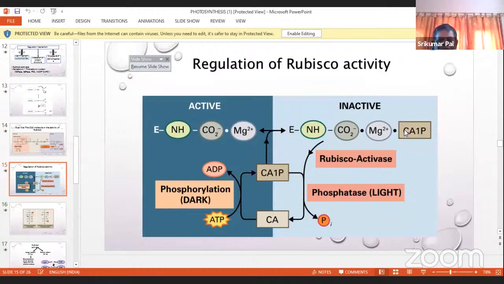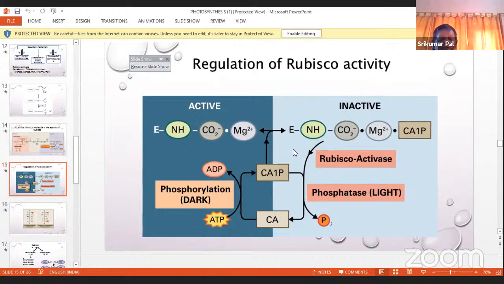Okay. So this Rubisco activase removes this CA1P, and in the light, this phosphatase removes this phosphate group, which gives the CA. Then this CA in the dark, by phosphorylation at the expense of ATP, is converted into CA1P. So that's why, in the light, the activation of Rubisco involves the Rubisco activase and light-dependent degradation of this sugar carboxyarabinitol 1-phosphate to CA.